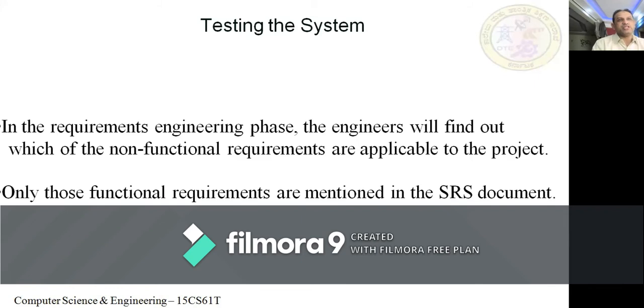So in the requirements engineering phase, the engineers will find out which of the non-functional requirements are applicable to the project. There are many non-functional requirements, and we classify them into three. Again, within the three there are sub non-functional requirements. Out of these, we test only those applicable to this particular project, those mentioned in the SRS.